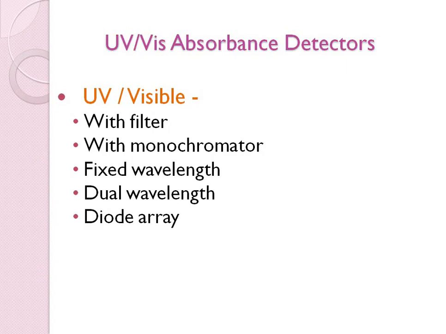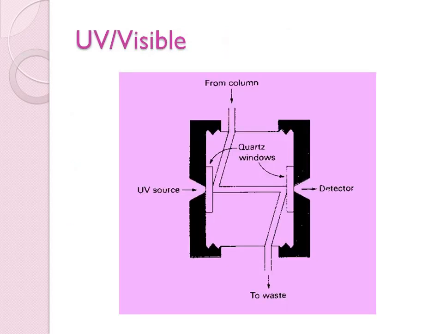Now, UV visible detectors are equipped with various components such as filter, monochromator, or diode array. We can analyze UV compounds by using a UV visible detector at fixed wavelength, that is generally available at every institute, or dual wavelength, or diode array detector. Now this is the general UV visible detector.